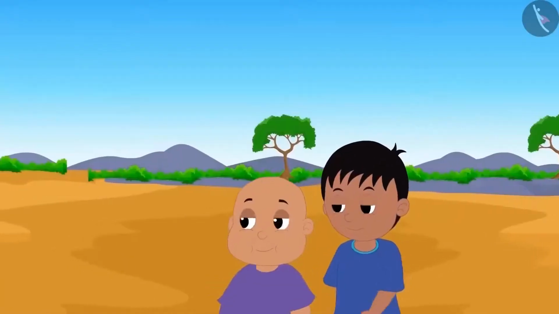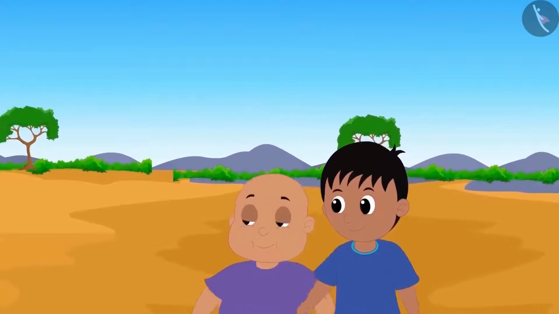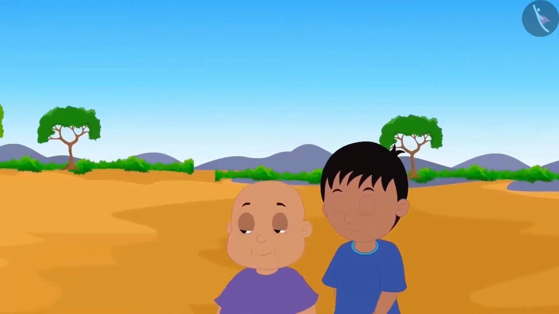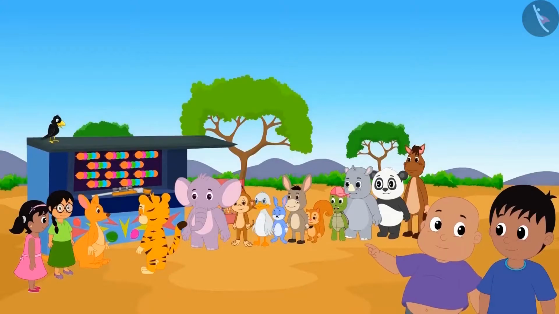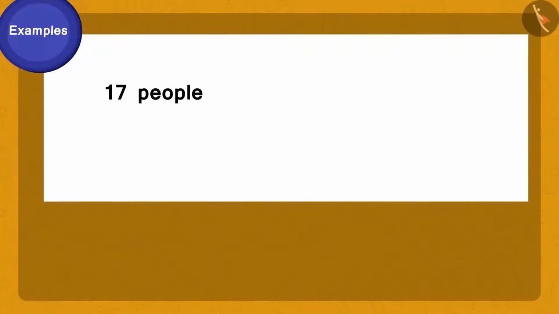While going around the fair, Raju and Bablu stopped at the game stall, which had the balloon bursting game. Bablu asked Raju, why not buy tickets to this game for themselves and for their friends? Bablu and Raju counted the number of people. Including both of them, there are 17 people.